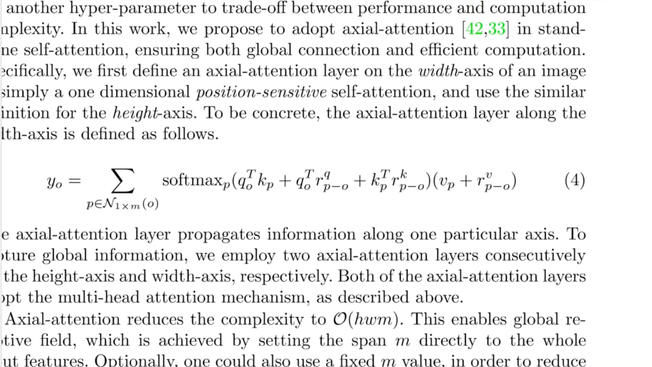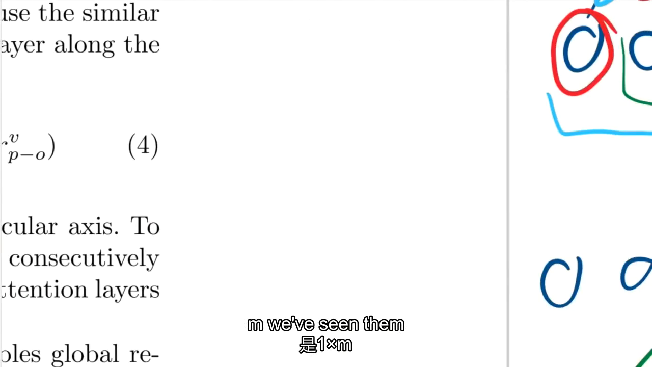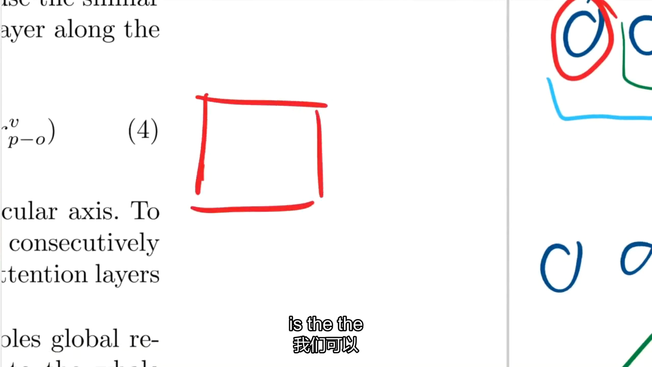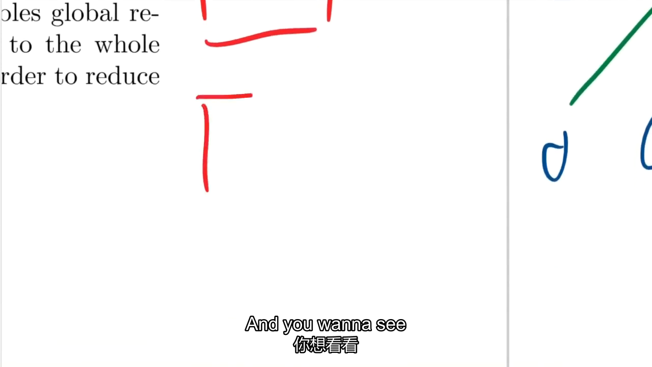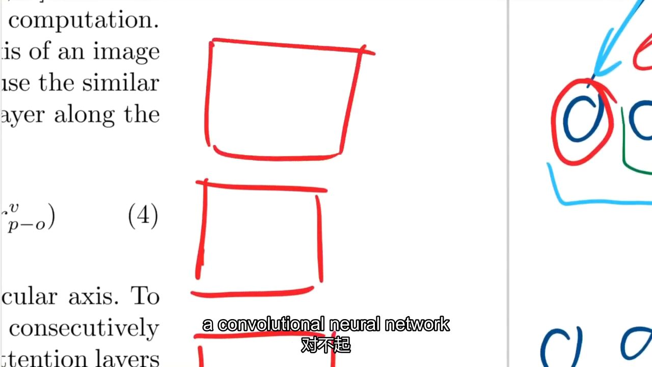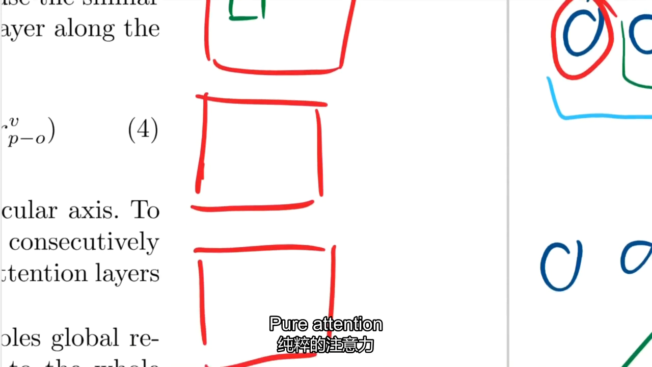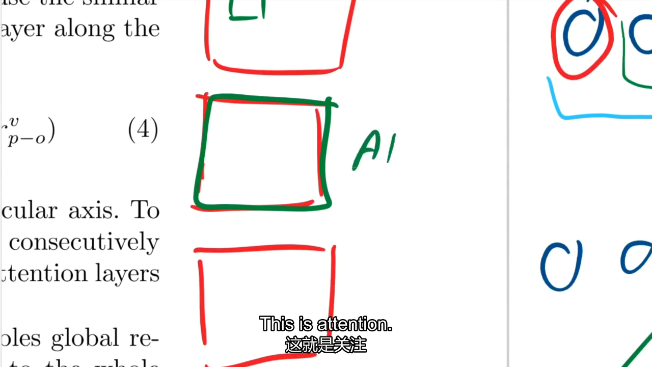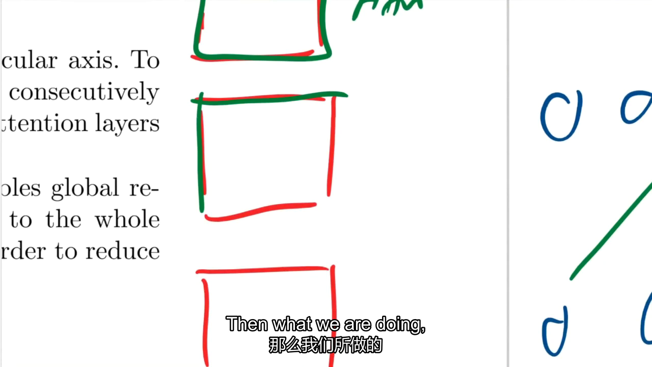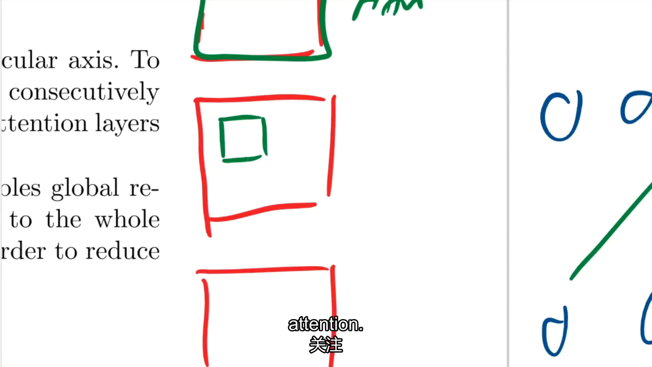The only change from before is this part right here. You can see that the neighborhood that they aggregate over is no longer m by m, it is now 1 by m. So we've seen them going from, if this is the full input image and you want to see where to attend, what this paper does is it says a convolutional neural network would be attending to some subpart, right? This is convolution. An attention mechanism, pure attention, would attend to everything, right? This is attention. What other people were doing were reverting back this attention to a subpart, this kind of neighborhood attention, okay?